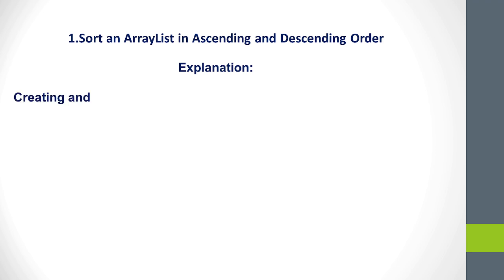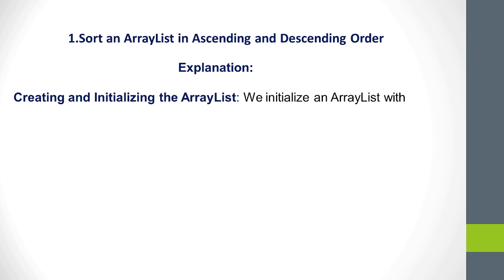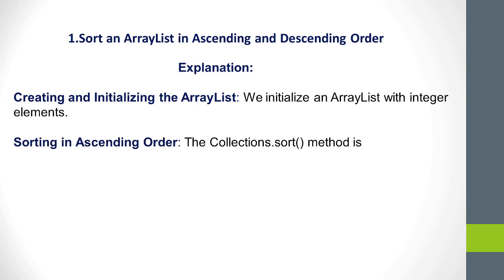Firstly, we have to create and initialize the array list. So we initialize the array list with integer elements and then use the sort method. The sort method is available in the Collections class, and using this Collections.sort method we can sort the elements which implement the Comparable interface. That means numbers, strings, and any object which implements the Comparable interface.